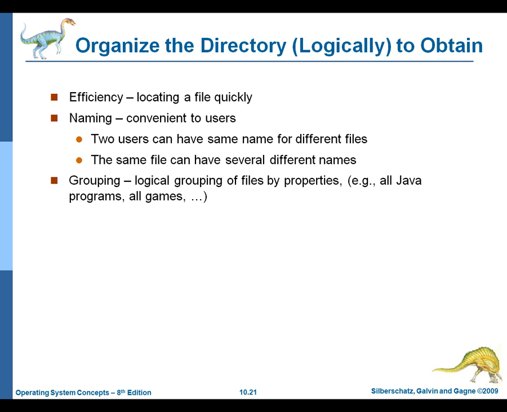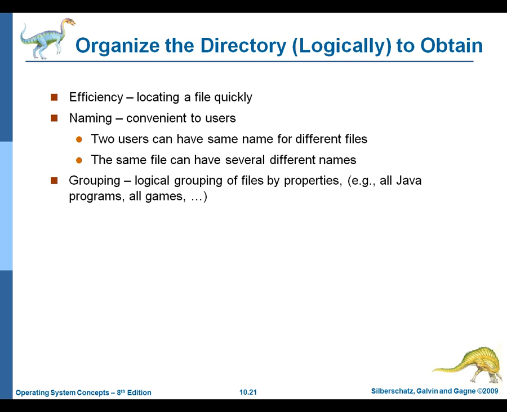Efficiency can be achieved only by naming the files properly, which is convenient to users. We cannot just give any random name. It cannot be just a group of alphabets or numbers. It has to be a proper and appropriate name according to that particular type of file or the data present in that particular file. Two users can have the same name for different files. Yes, that is possible. The same file can have several different names.